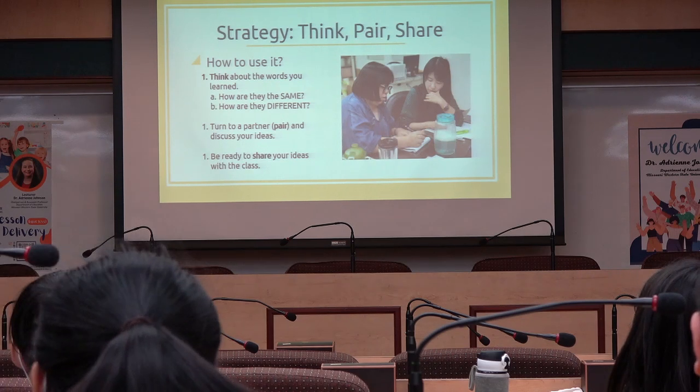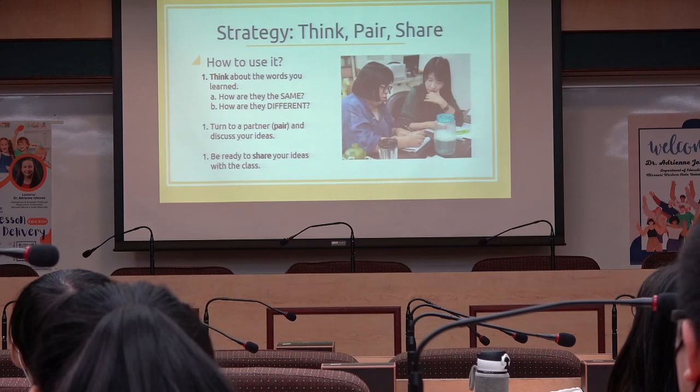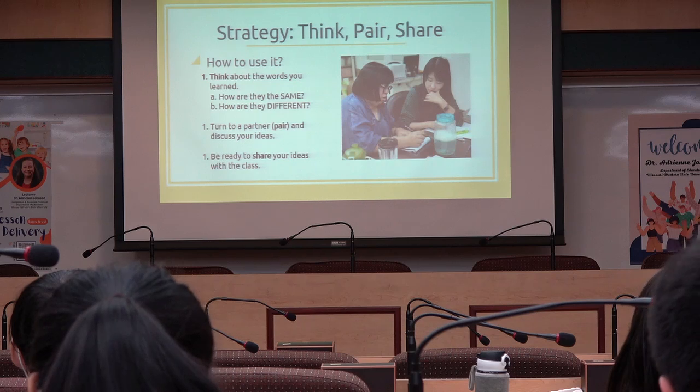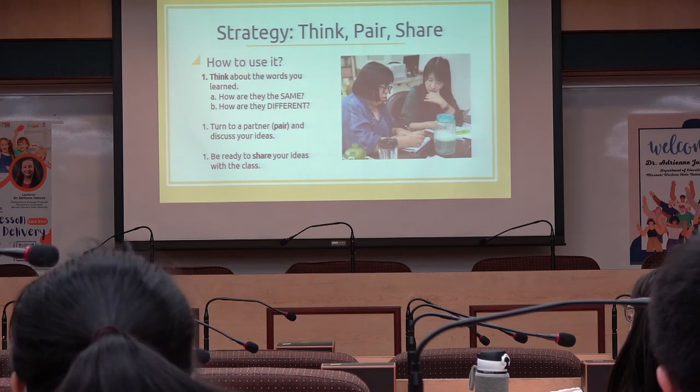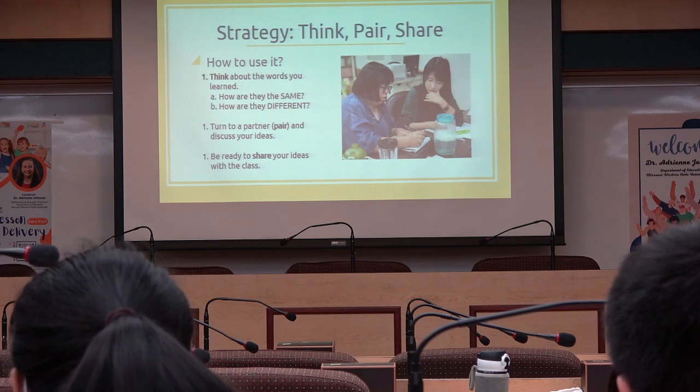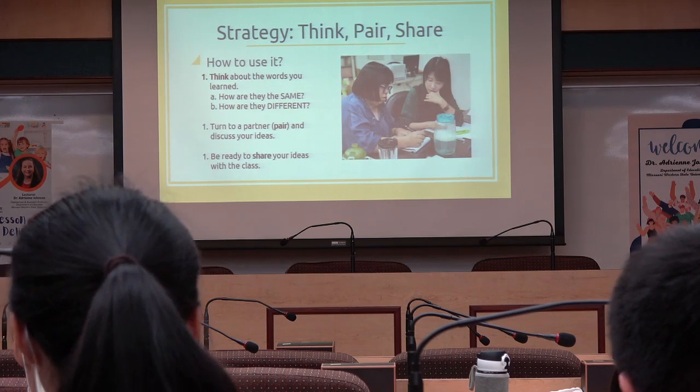Then step 2, I think when I downloaded this, it changed it all to 1. That's a 2. 2 is to turn to a partner and share. How are they the same? How are they different?